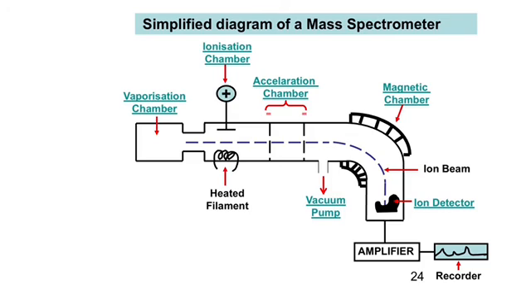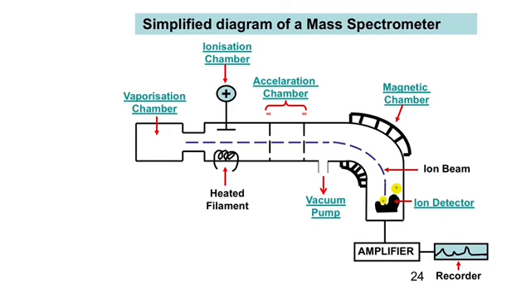These positive ions are accelerated in the acceleration chamber by negatively charged plates. The repelling force from either side of the chamber pushes the ions further forward to the magnetic chamber. Meanwhile, a vacuum pump is used to remove any other particles in the air so that gaseous ions travel without any disturbance.